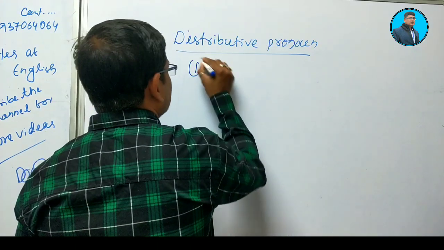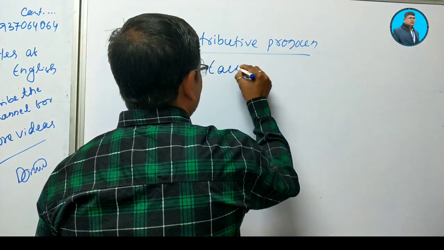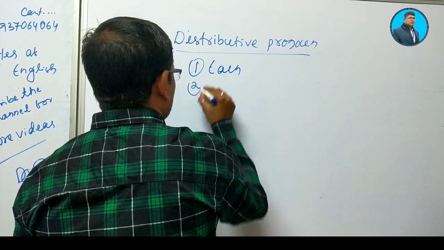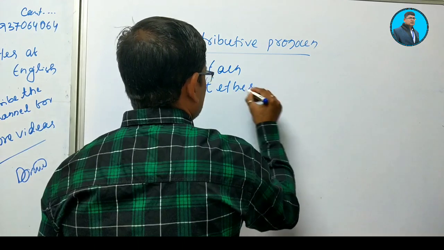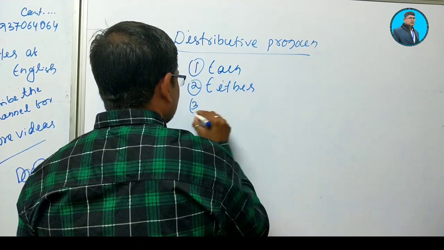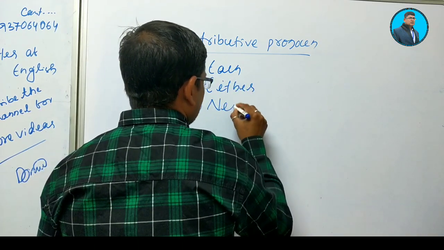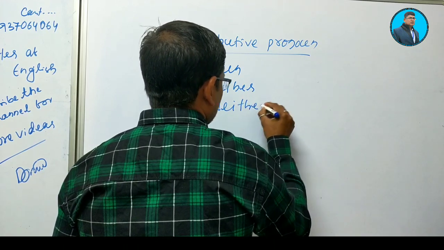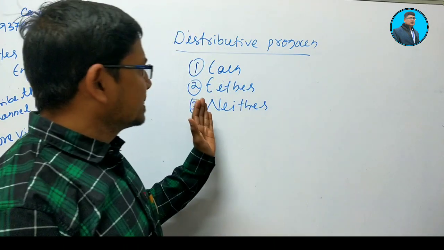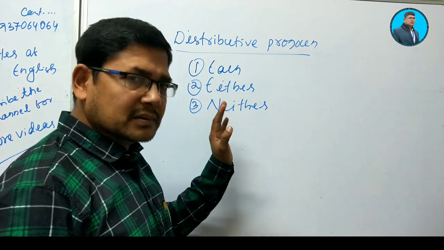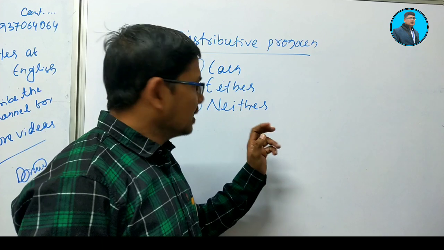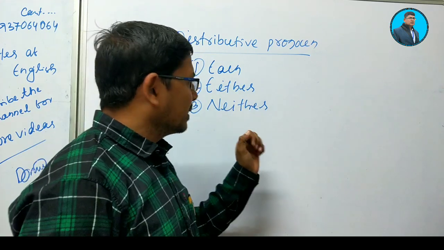First one is each. Okay. Your second one is your either. Either. Okay. And the third one is neither. Neither. Okay. What are those? It's either and neither. Look at the pronunciation. The pronunciation is, you know, vital. So, it's either and neither.